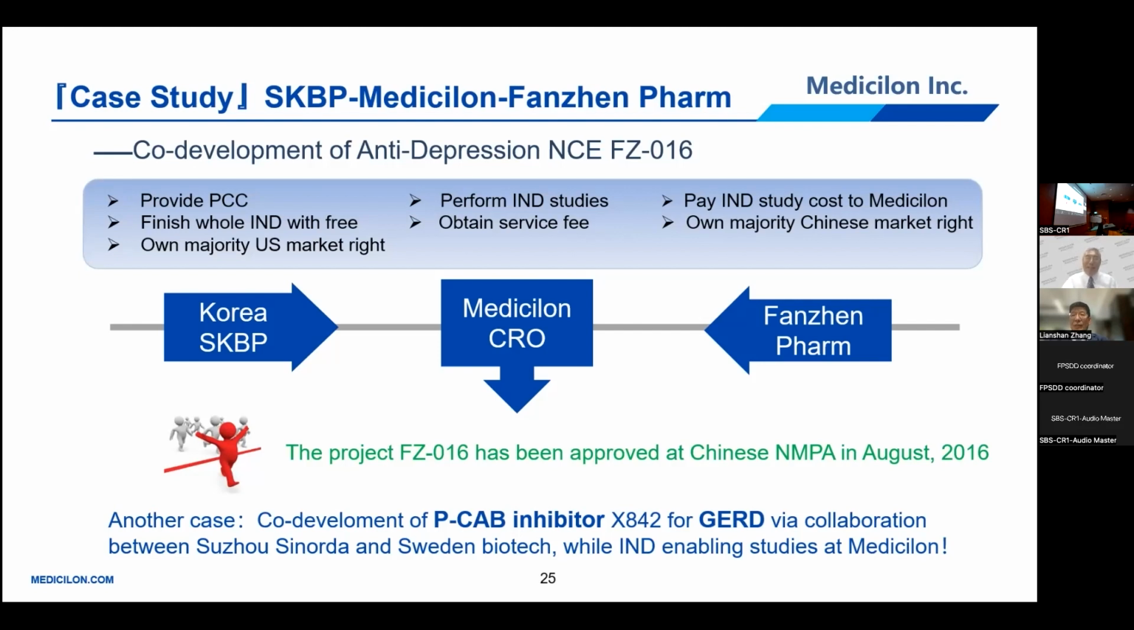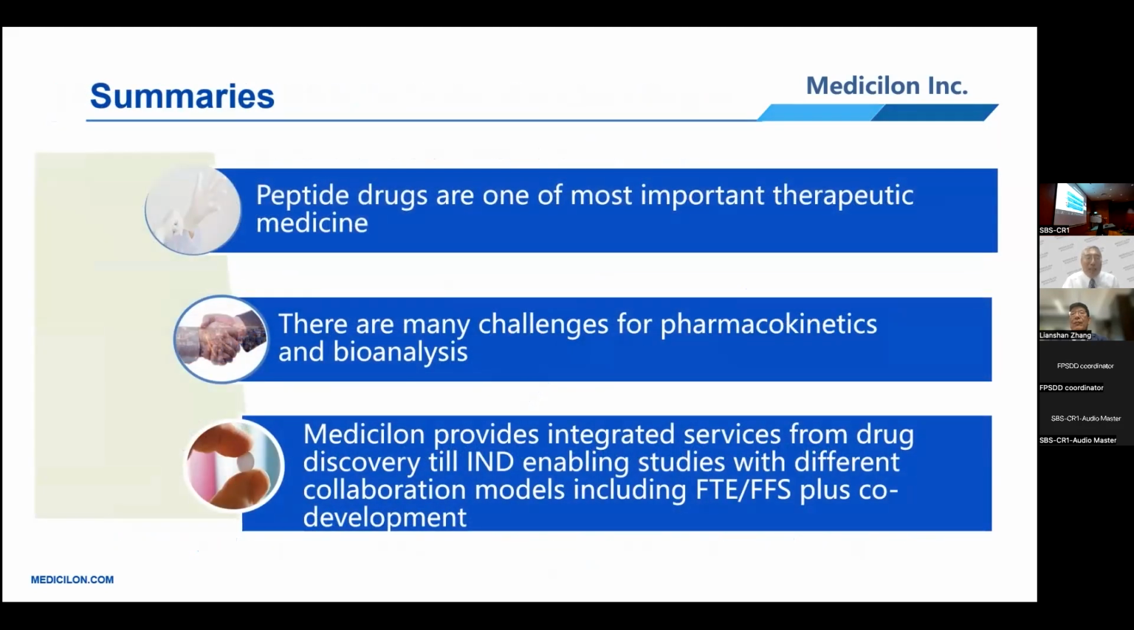Okay, so to quickly summarize, I think peptide drugs are right now one of the most important therapeutic medicines. Besides peptide drugs used alone as a single-drug treatment for patients, right now very popular is PDC, I mean peptide drug conjugates, like antibody drug conjugates or peptide drug conjugates. This is one important direction. We do a lot of work on this.